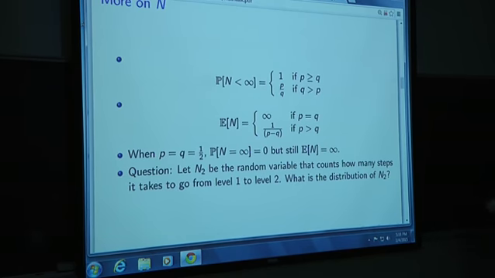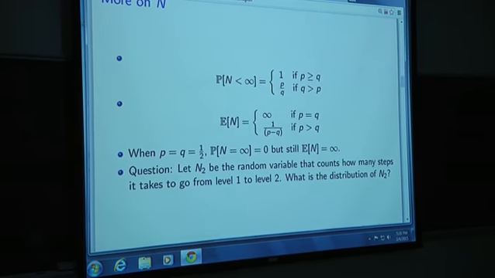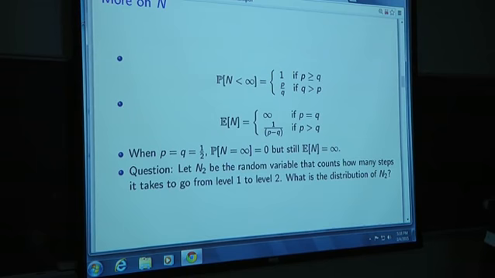So let me ask a question. Let me come up with another stopping time. Let n2 be a random variable that counts how many steps it takes to go from level 1 to 2. What is the distribution of n2? So if my walk reaches 1, I start counting until we reach level 2. And what is the distribution of this random variable? Yeah, it's the same as n1.